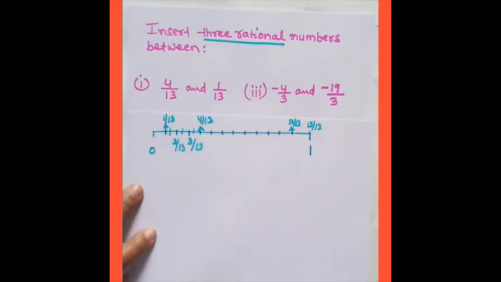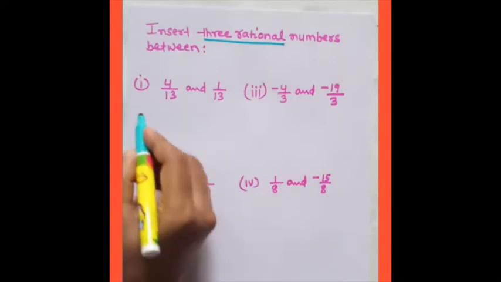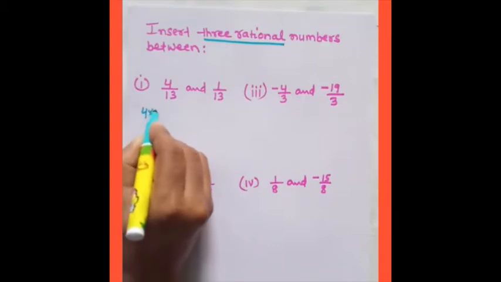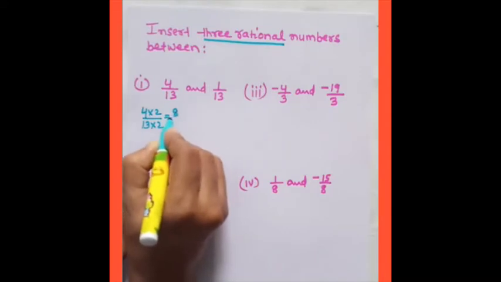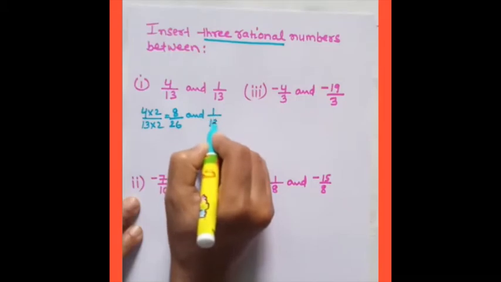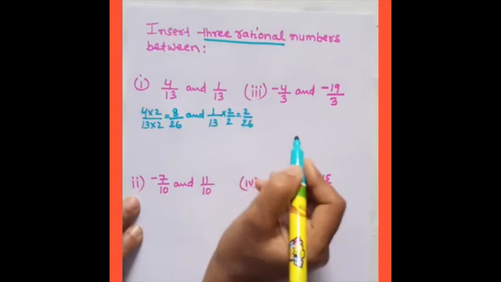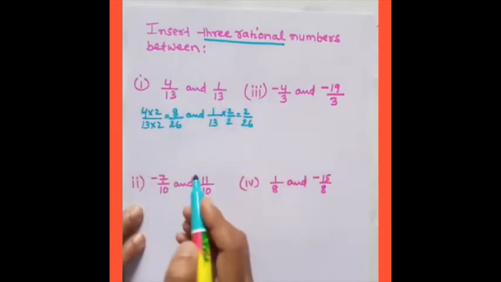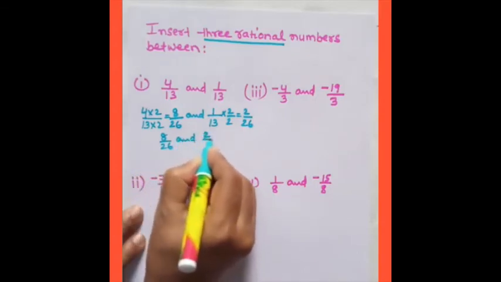Now I will discuss a simple method which will be helpful to you to make rational numbers. Now see, 4 by 13 and 1 by 13: if you multiply the numerator and denominator by 2, here you get 8 by 26. And if you do the same here, 1 by 13 up and down, you get 2 by 26. Now 4 by 13 and 1 by 13 have changed to 8 by 26 and 2 by 26.